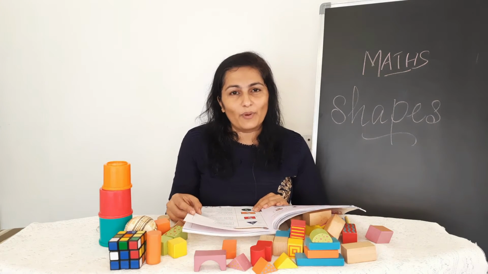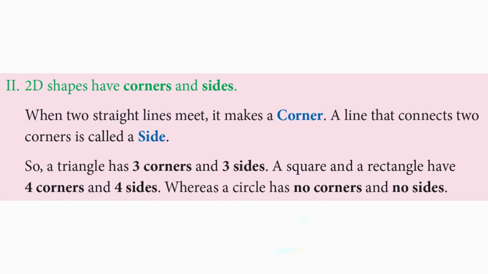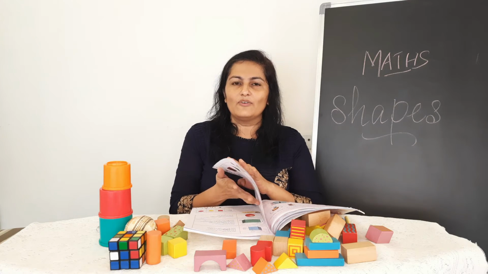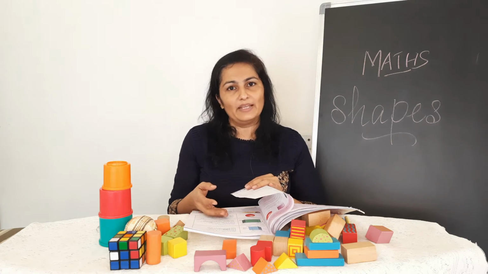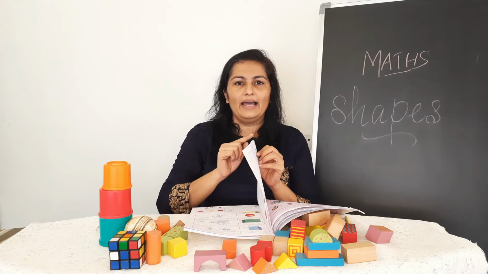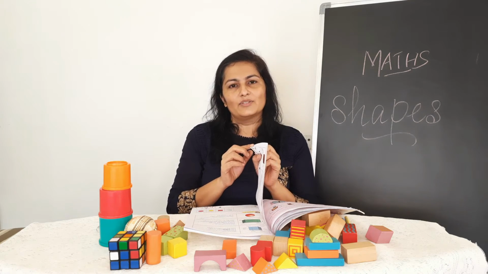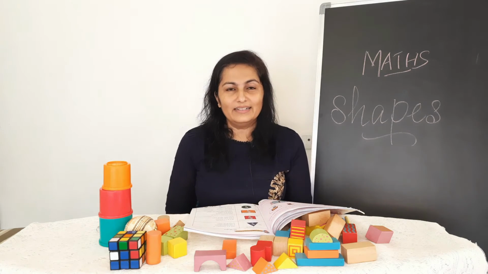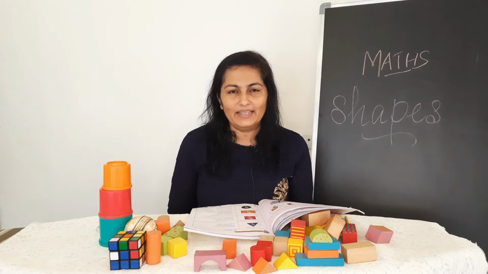The second important point is these 2D shapes have sides. Okay, so what is a side? A line that connects two corners. So let's again take the example of our book, the page. This is a straight line, and it connects this corner and the corner here. So that is called a side.